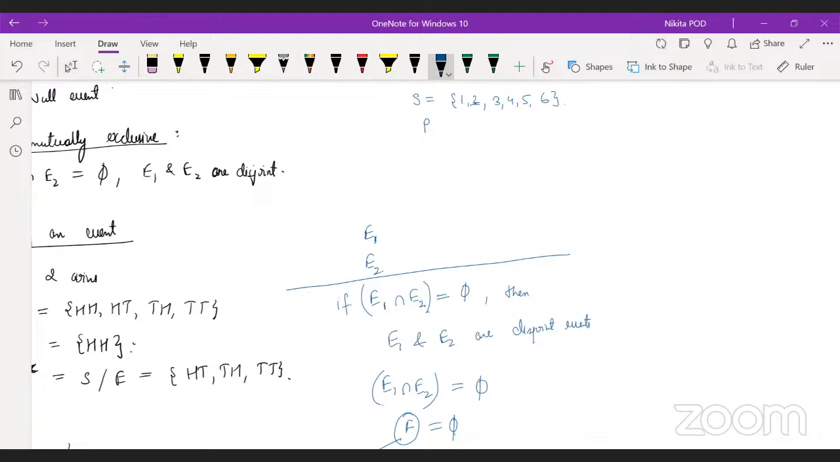Yeah, so basically, that is the example she gave. You can write E1 as getting an even number, and E2 as getting an odd number. Okay. And now you define E1 intersection E2.